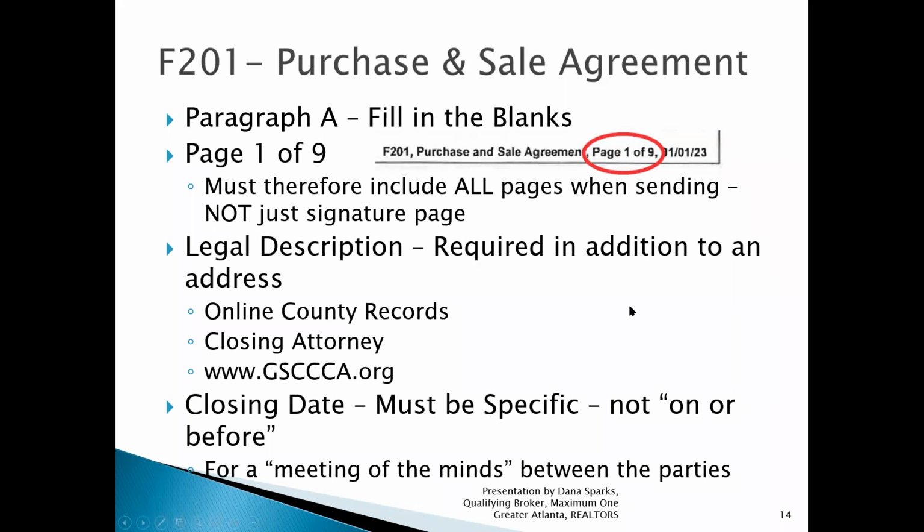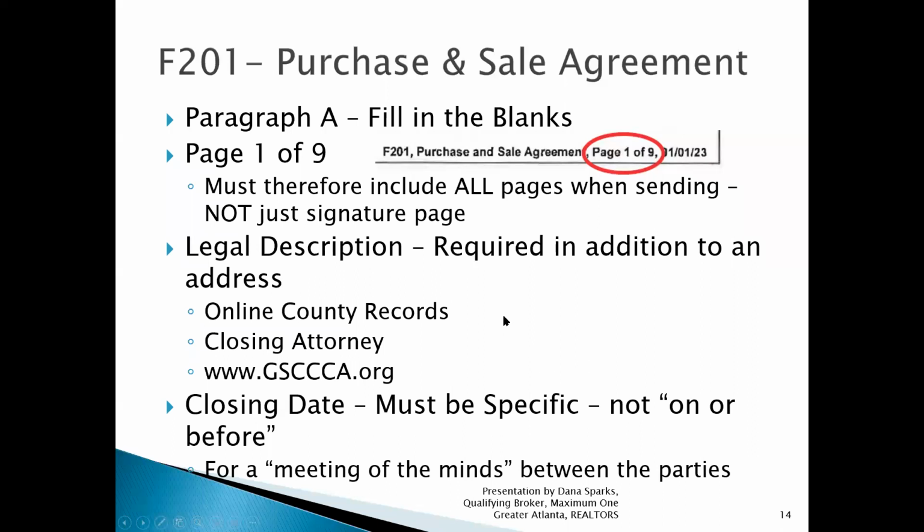Again, as I mentioned, the legal description is required in addition to the address. And there I have some resources where you can easily find a legal description. One of the most important ones I left off of this slide is the actual warranty deed that the seller will have when they purchase the property.